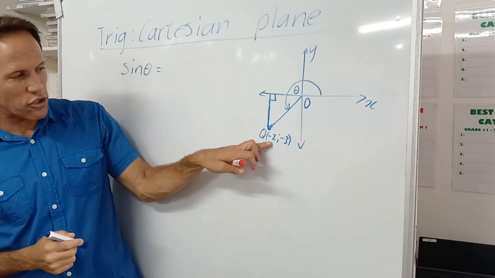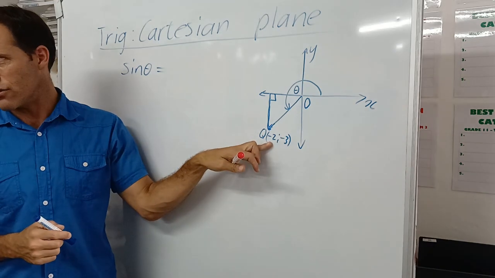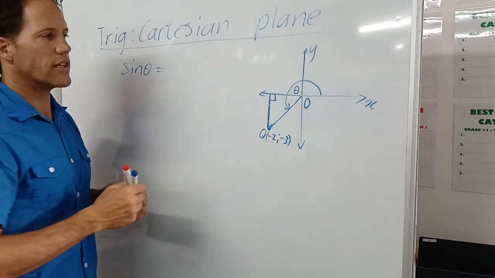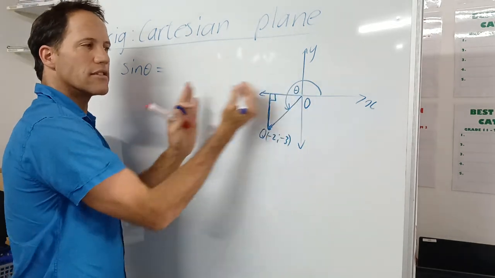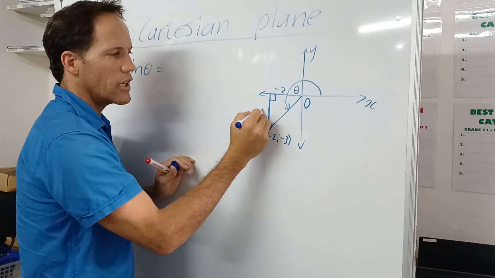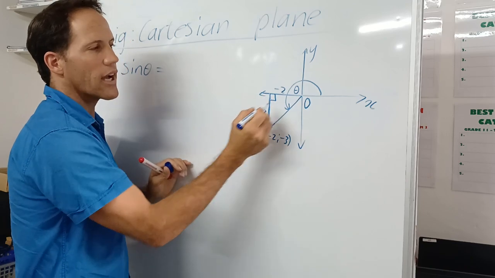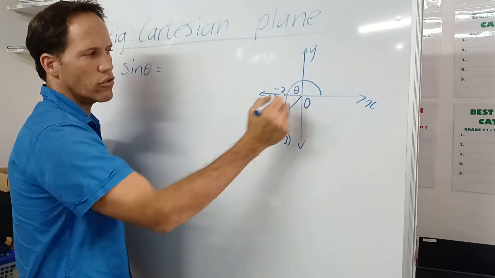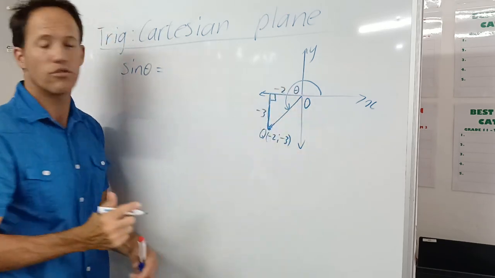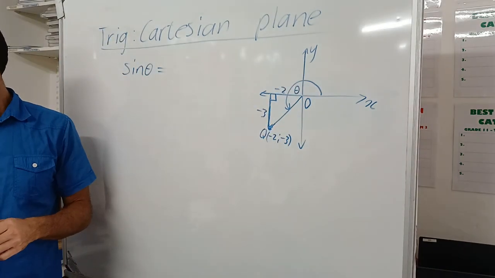Then you put in what you have. Remember, negative 2 is your x value. Negative 3 is your y value. So you can say my x is negative 2, my y is negative 3, and now again I need to find OQ, because I want opposite over hypotenuse. I need my hypotenuse side, so you use Pythagoras again.